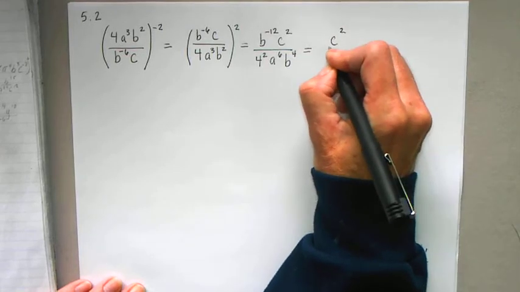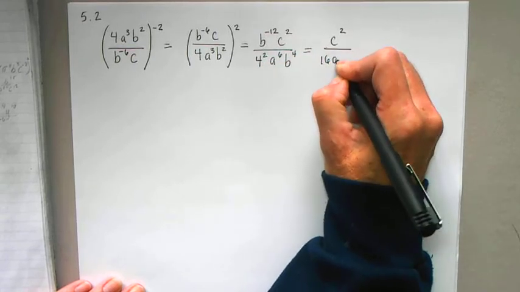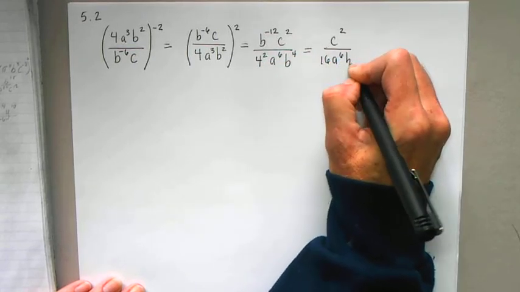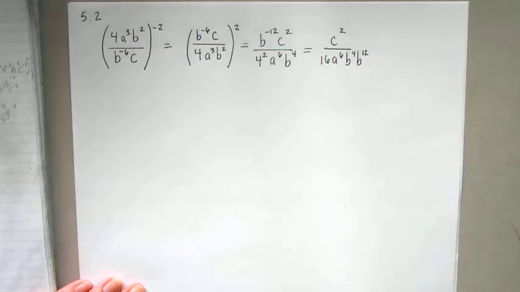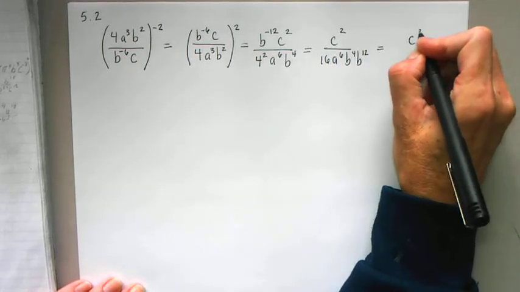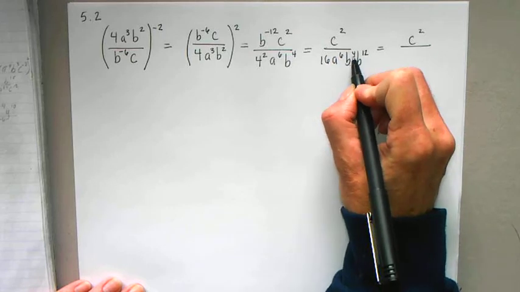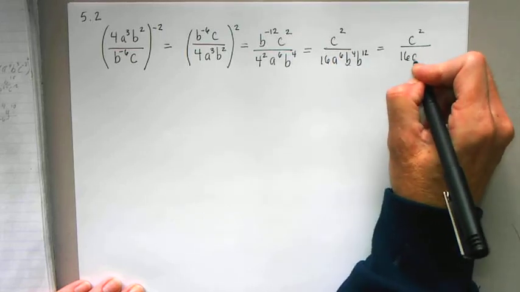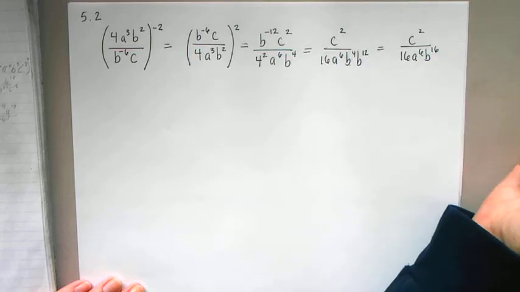So I'm going to leave the 4. I'll write 16 instead of 4 squared. I'm going to leave the a, but now what I have is b to the 4 and b to the 12 because it's positive now, isn't it, on the bottom. And so lastly, I need to combine. When I multiply bases, I add exponents. So I have 16, a to the 6th, b to the 16.